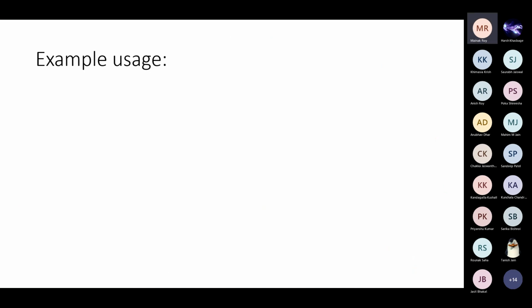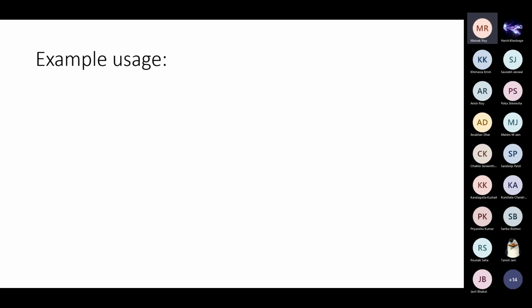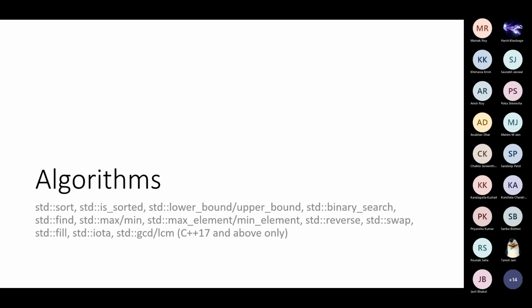An example usage. Actually, I think it will be better to cover an example usage of iterators after we have looked at std::vector, so I will skip this for now. We'll come back to iterators once we have done vector. Things to look out for. Again, I will come back to this after doing std::vector. Right now, it won't make much sense. So we'll just look at the algorithms first.